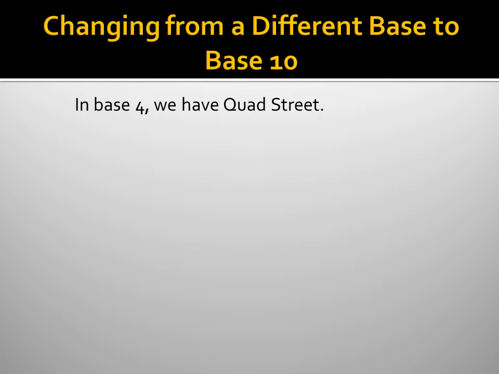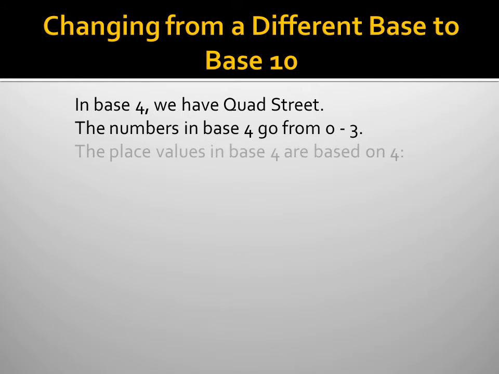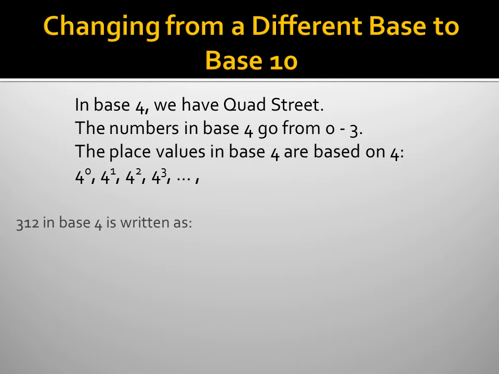In base 4, we have quad street. The numbers in base 4 go from 0 to 3. Place values in base 4 are based on 4. They are 4 to the 0, 4 to the 1, 4 to the 2, 4 to the 3, and so on. 312 in base 4 is written as 3 times 4 squared plus 1 times 4 to the 1 plus 2 times 4 to the 0.